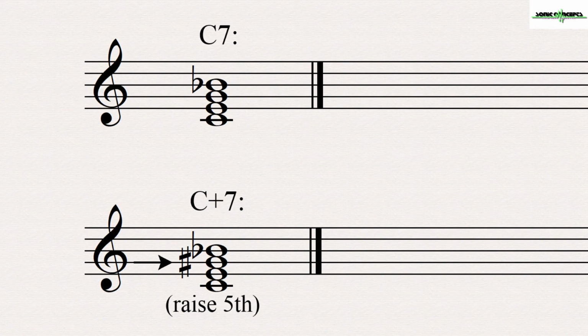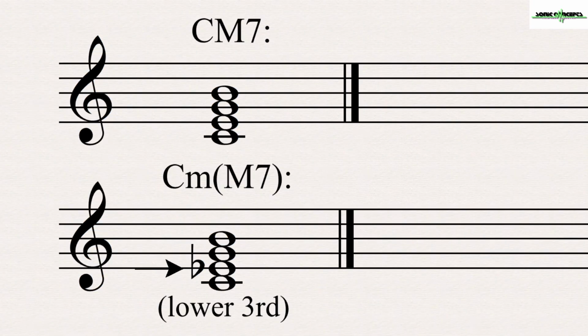The augmented 7th can be created by going back to the dominant 7th chord and raising the 5th by a half step. The minor major 7th chord can be created by going back to the major 7th chord and lowering the 3rd by a half step.